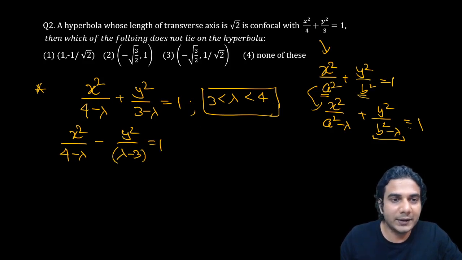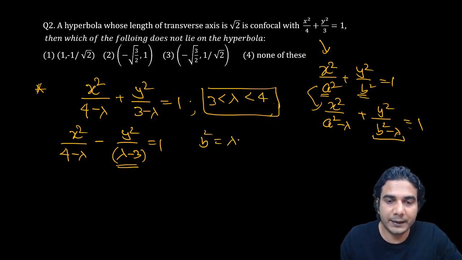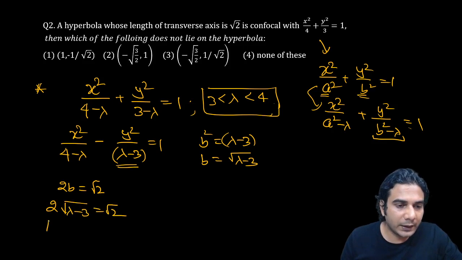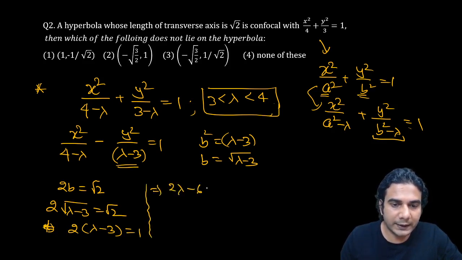Now you can see b square is lambda minus 3, and the length of transverse axis 2b is given as root 2. So b is equal to under root of lambda minus 3. Now equate with the given: 2 times under root of lambda minus 3 is equal to root 2, and solve it. Squaring, you get 2 times lambda minus 3 is equal to 1. So finally, what is the value of lambda? 2 lambda minus 6 is equal to 1, so lambda is equal to 7 by 2.